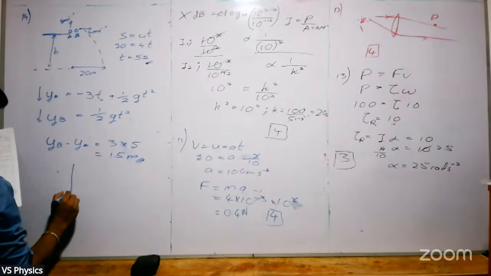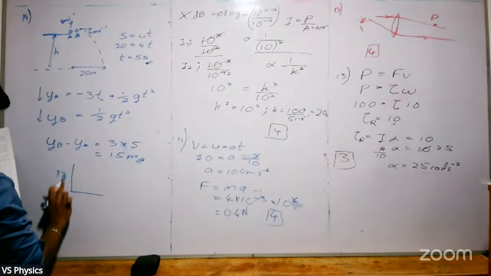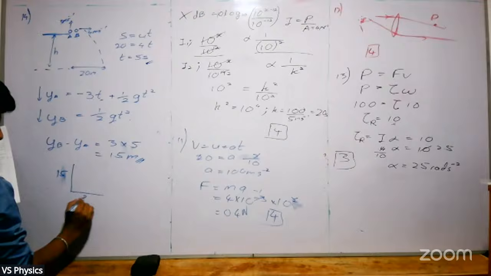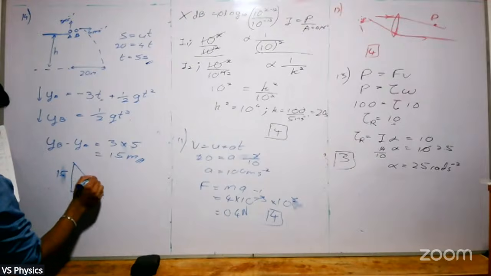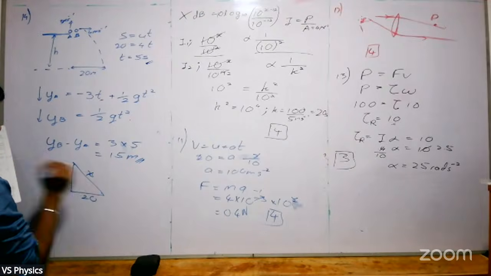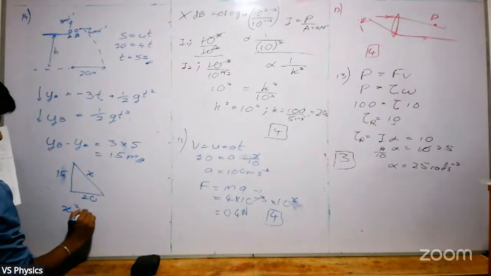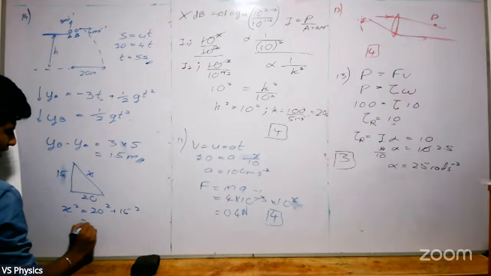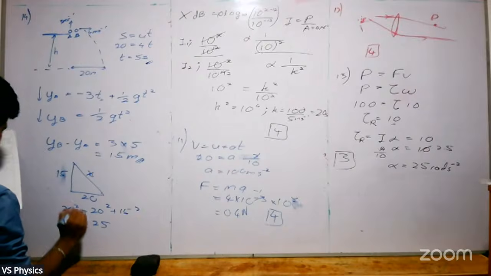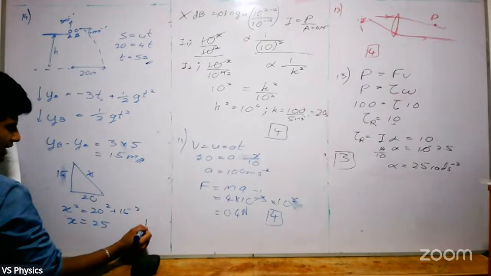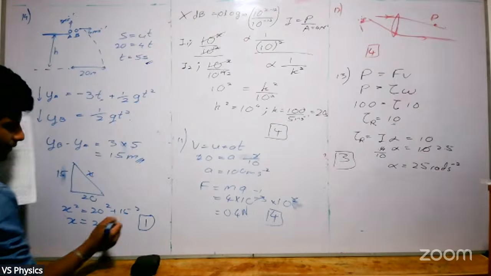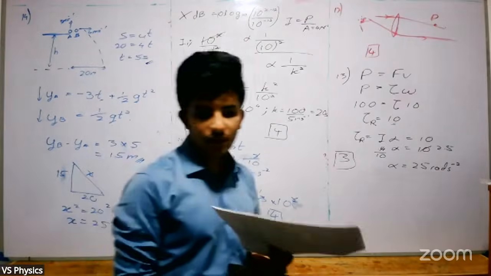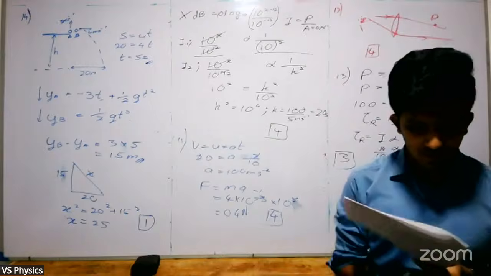So we have 15 and 20, and we have to find this distance. Now h squared is equal to 20 squared plus 15 squared. We'll get the final answer as 25. X is equal to 25. That is the first answer for the 14th question.